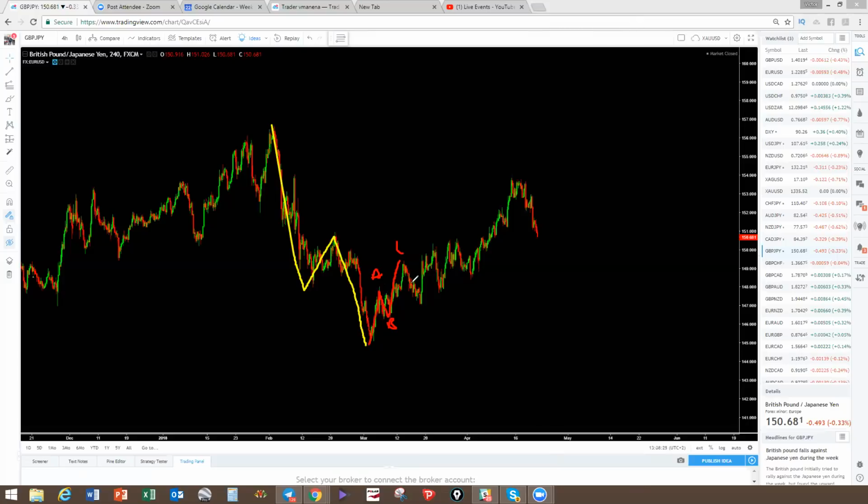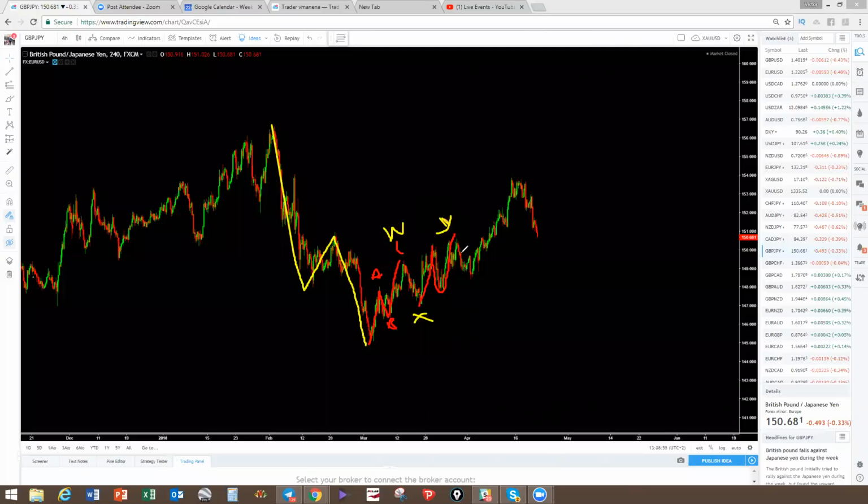After this, what do I expect? I expect the move to go down. But does it go down? No. What does it do instead? That ABC becomes a W, this one becomes an X, you get another 1, 2, 3. This time a zigzag. What does that become now? It becomes a Y. That is what the market is giving me right now, and that's what I put on. So that's a WXY.